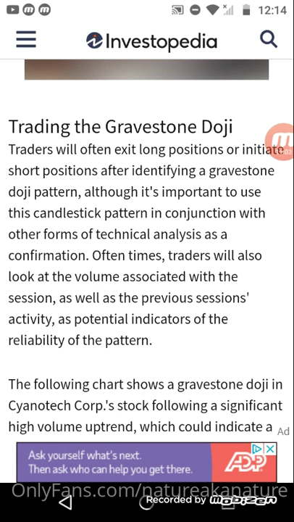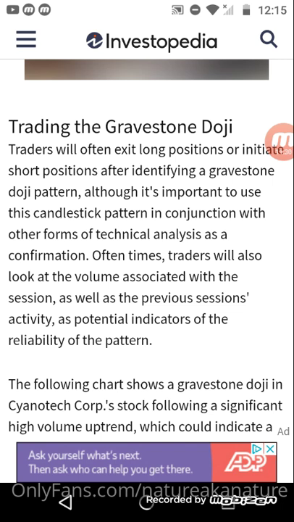So oftentimes traders will also look at the volume associated with the session, see which way it's going, as well as the previous session activities, as potential indicators of the reliability of a pattern. We need some type of pattern. Price repeats. If it did it in the past, it's going to do it in the future. So we go back and look at price in the past to see what price wants to do in the future.